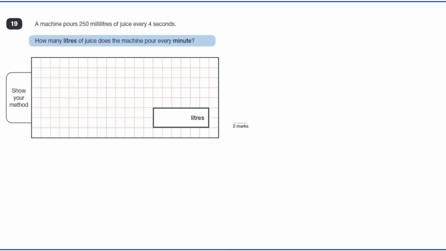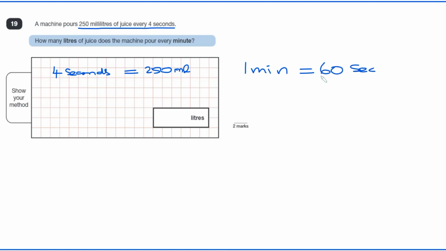Question number 19. A machine pours 250 milliliters of juice every 4 seconds. So every 4 seconds, 250 ml juice. How many liters of juice does this machine pour every minute? So 1 minute is 60 seconds. So how many 4s are in 60?